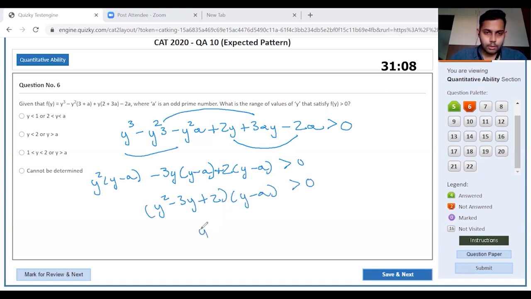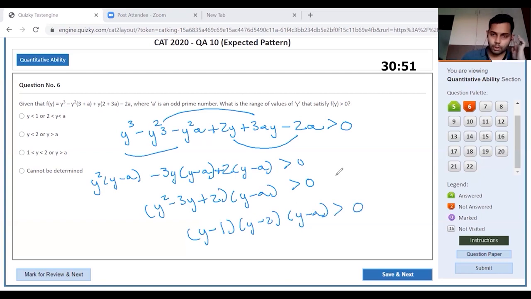Okay, and this is minus 3 is minus 2 minus 1, and minus 1 into minus 2 is 2. So that's why the roots will be, okay, greater than 0. Yeah. So y definitely has to be greater than a. So it is between B or C.